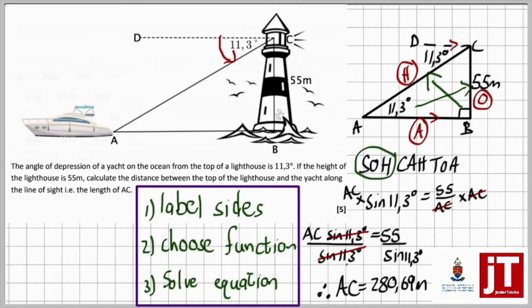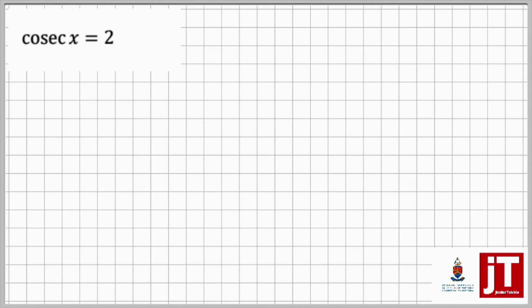Simple and as easy as that, grade 10s. Let's move on to the next question. A small little question. Determine the value of x if cosec x equals 2. What makes it different from the previous work? We haven't done reciprocals inside trig equations. And I warned you, I'm going to throw this one at you.